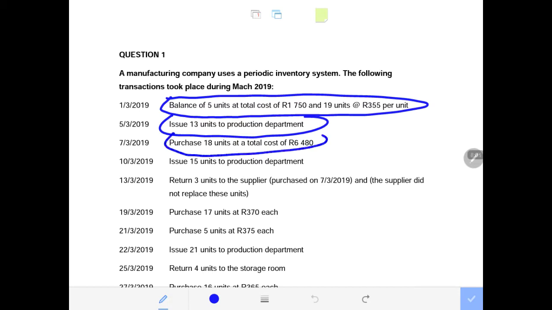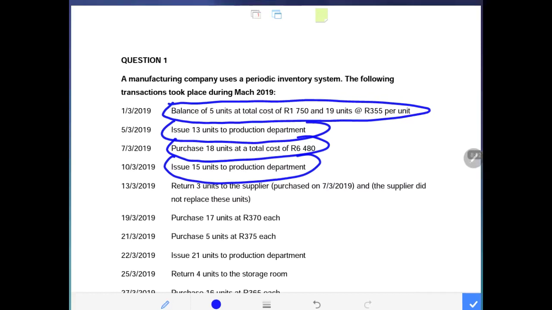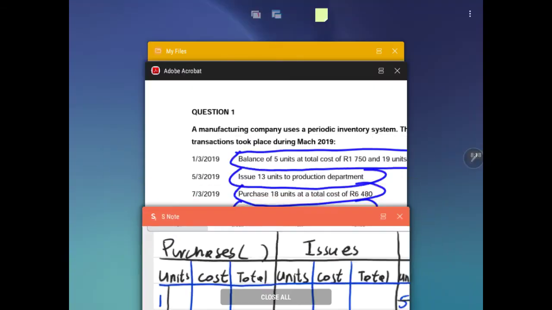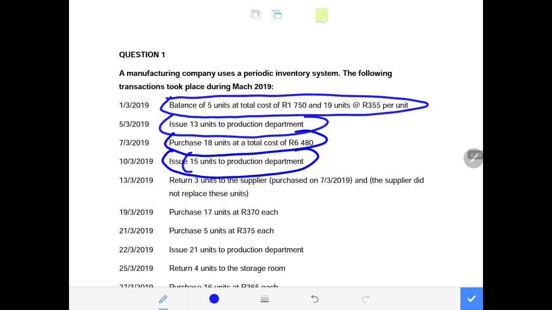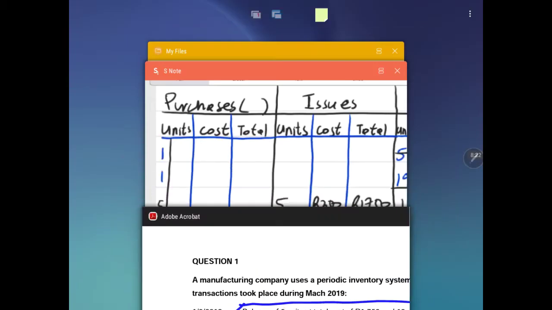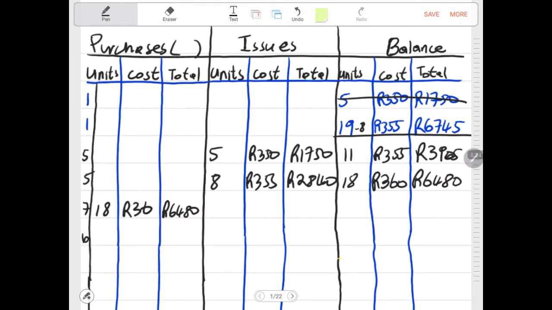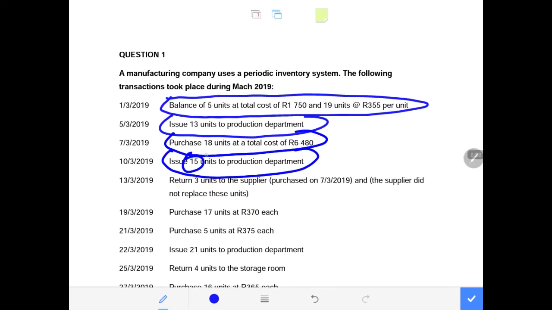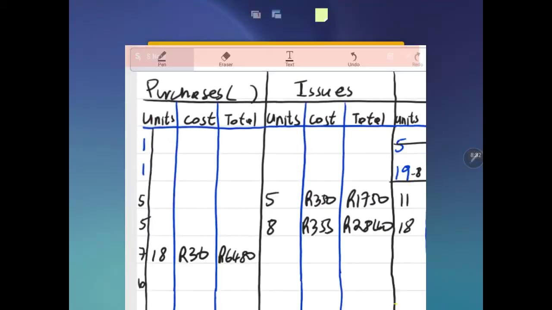The next date is the issue of the 15 units to the production department. Now issue must be recorded under the issue column, and this is on the 10th. How many units were issued? That's the question. We issued 15 units. So now we need to look at how do we issue the 15 units. Previously, how much was issued? Previously we issued 13, then we purchased 18. Now we issue 15 units.